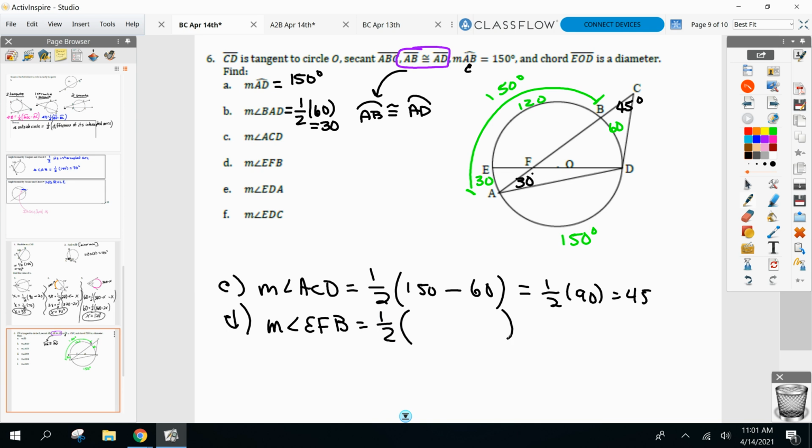One half. What do I have to do to the two arcs? Add them. There you go. Which two arcs? What arc belongs to EFB and what's its measure? 120. Good. And its vertical angle's arc, which is how big? 150. There we go. We're getting this. So I got one half of 270, 135.